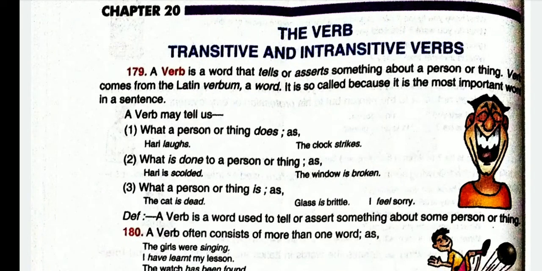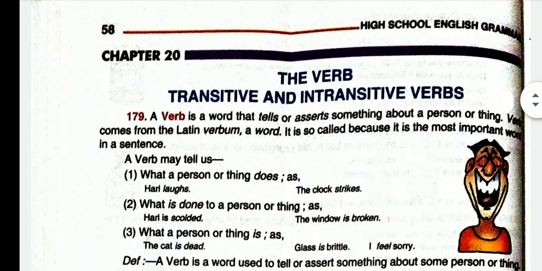Bismillahirrahmanirrahim. This is chapter number 20, Ren and Martin book, page number 58. Today we are going to see the two major types of verbs. One is the transitive verb and the other is the intransitive verb.